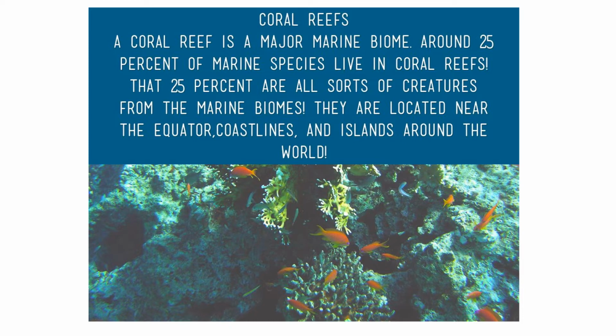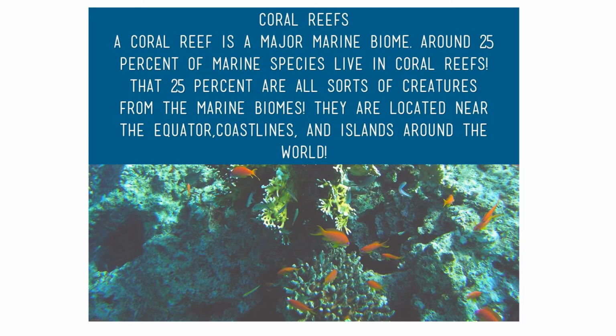Okay, the second type of saltwater biome is a coral reef. As I mentioned, the coral reef has about 25% of all the ocean species. Now, coral reefs are located near the equator, coastlines, and islands around the world. The reef provides food and shelter for reef fish, turtles, crabs, shrimp, mollusks, starfish, sponges, clams. Oh my goodness, the list goes on and on and on.